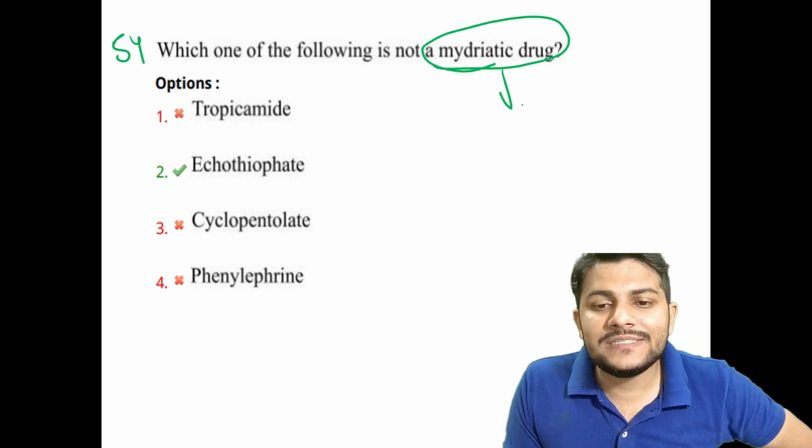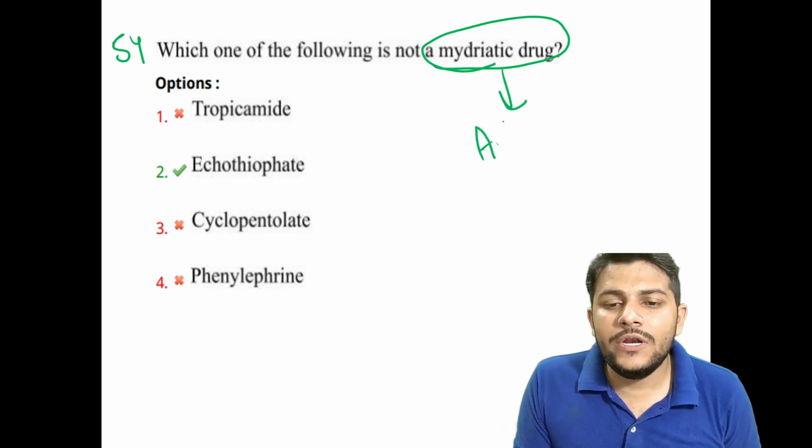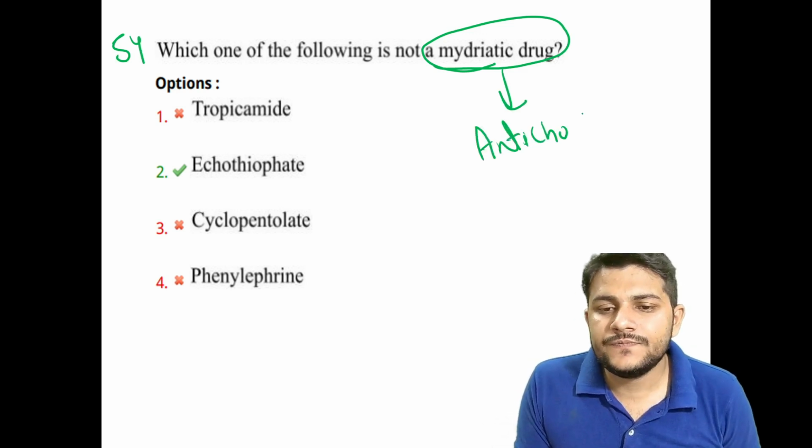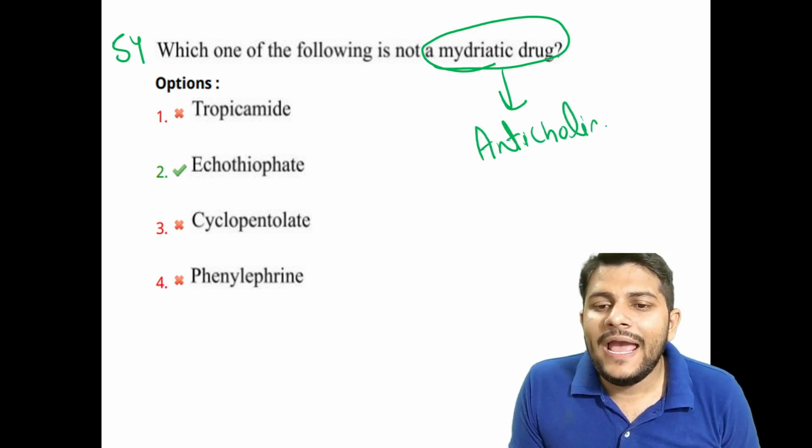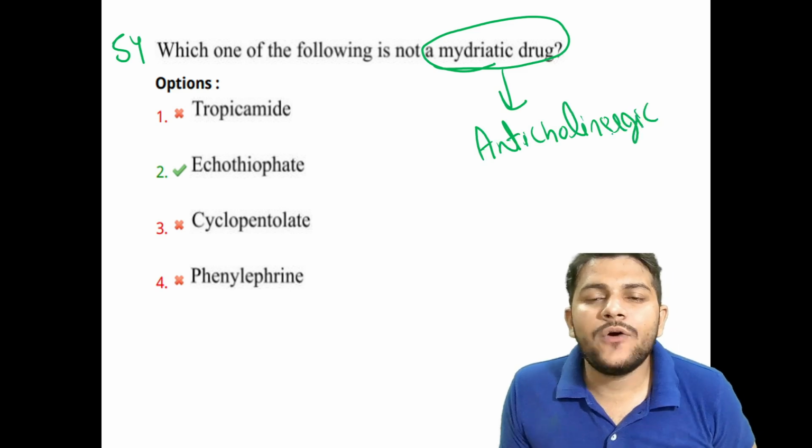As for question number 57, they are asking about the universal antidote.